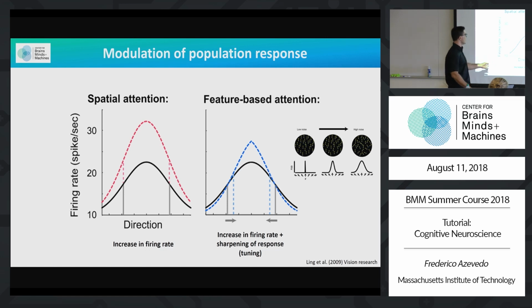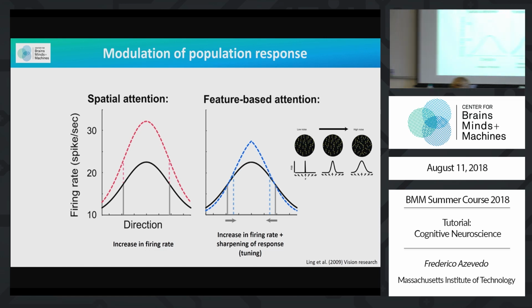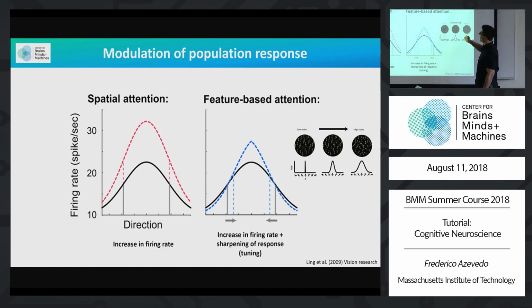For instance, for spatial attention, yes, you have an increase in firing rate, while in feature-based attention, you have not only an increase in firing rate, but also a sharpening of responses. And in this example, you can see small circles that are moving in one direction 100% coherently, but when you add noise, basically some randomness in the direction of movement, you have a widening of the tuning curve, which is basically the response to a certain direction. And if you are paying attention to a certain feature, for instance the direction of the movement, with attention there is a sharpening of the response. So you are basically removing the apparent noise of the stimuli.